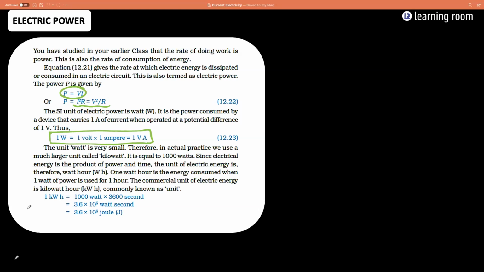And the last one is the commercial unit of electrical energy. What is the commercial unit of electrical energy? It is 1 kilowatt hour. 1 kilo is 1000 watts, and 1 hour is going to be 3600 seconds. When you multiply, you will get 3.6 into 10 power 6 watt second, but watt into second is also called joule. So 1 kilowatt hour is equal to 3.6 into 10 power 6 joule.